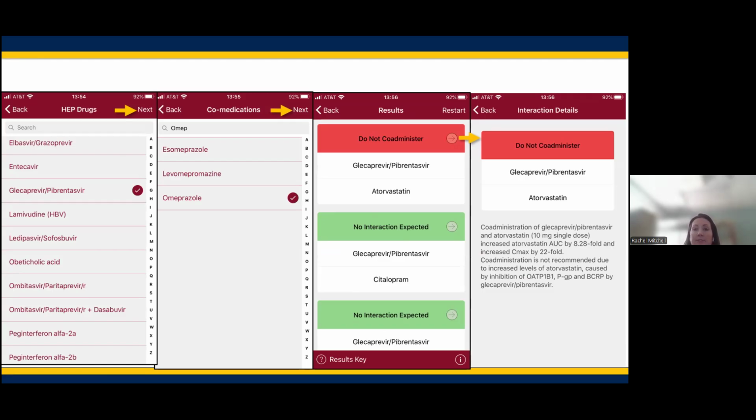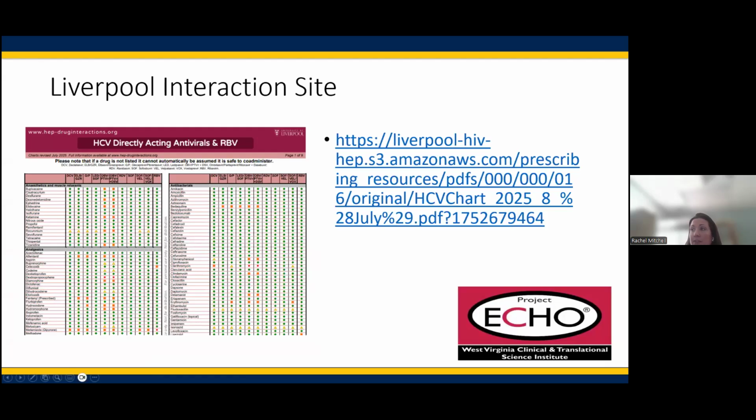If you go to their website as well, they have the tables. I've got the link here. So if you don't want the app and you're like me and you like to surround yourself with paper, they've got the tables that you can print out so you can visually see a bunch of different drugs at once to reference. And if you're interested, the Liverpool website has other interaction checkers for things like Paxlovid, they have Hep B, I think they have one for HIV as well. So they have other drug interaction checkers that are set up the exact same way.